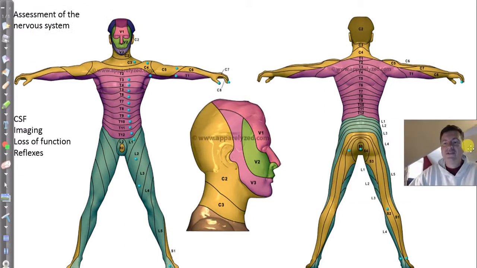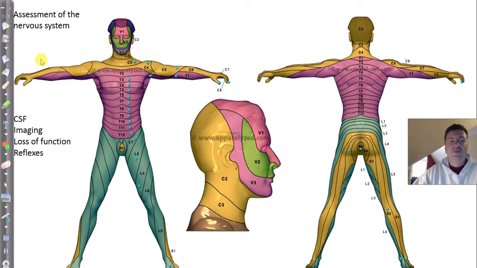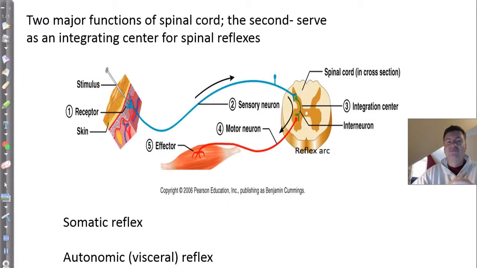How do we assess the CNS? Remember, aside from looking at cerebral spinal fluid that we can access via a spinal tap, imaging, looking at loss of reflexes, loss of function. What you're seeing here are the dermatomes, where we actually can assess the sensory ability of someone if they have a specific spinal cord injury. So, a reminder to go back and look at how we assess the CNS.